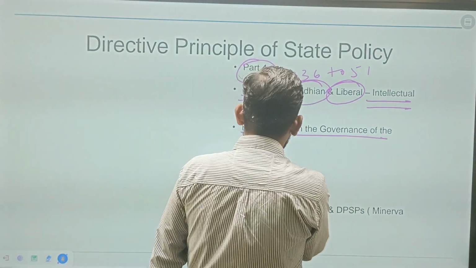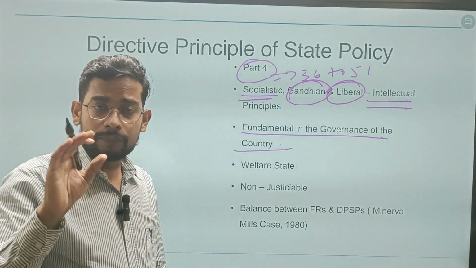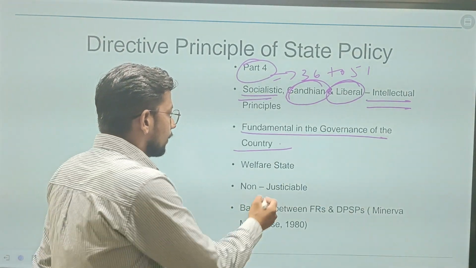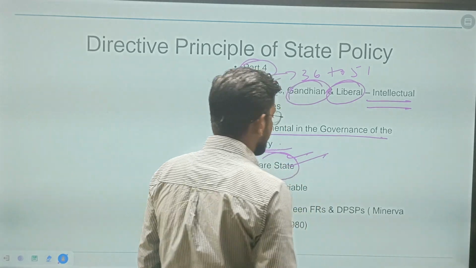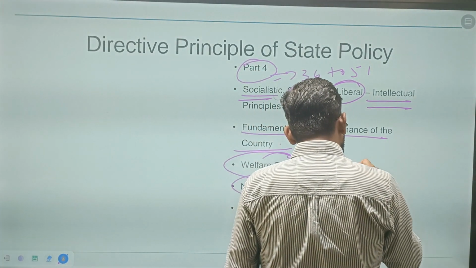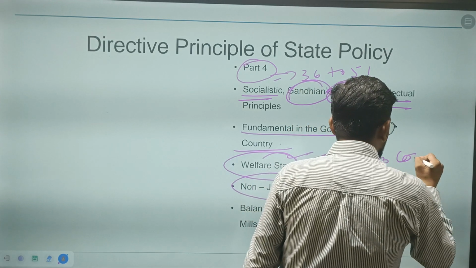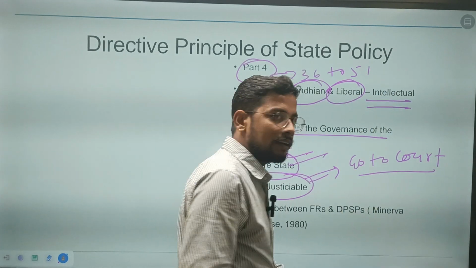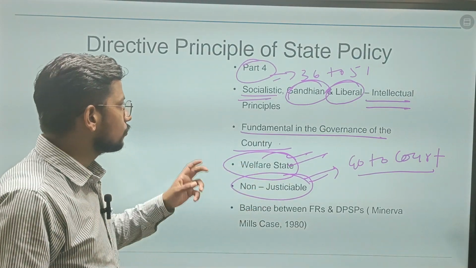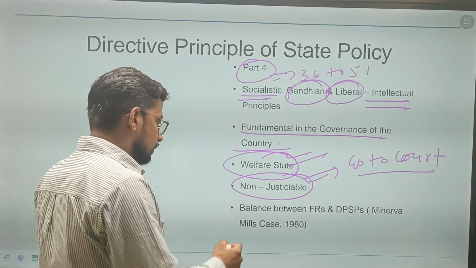Fundamental in governance of the country. They are very fundamental because governance of the state and center will be decided by these DPSPs only. They are aimed to establish India as a welfare state. They are non-justiciable, which simply means you cannot go to court for their implementation. Court cannot compel a government to implement these DPSPs.